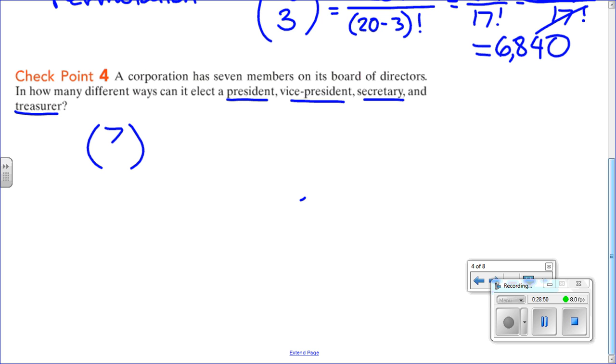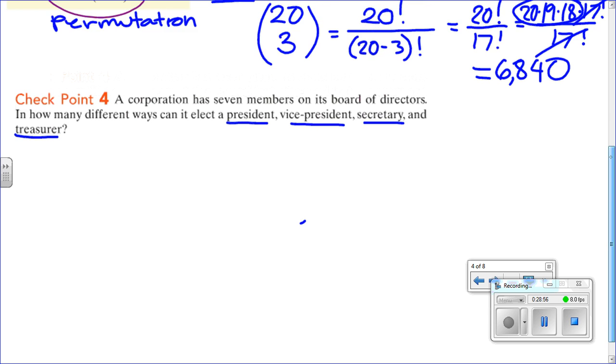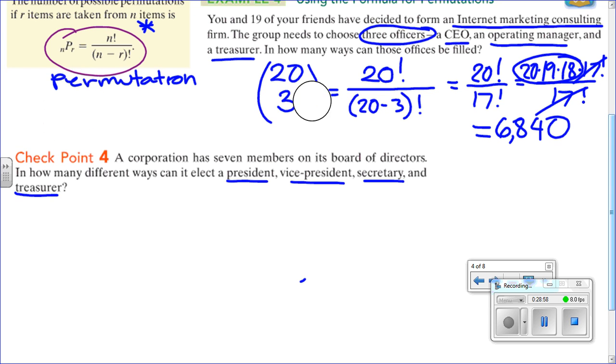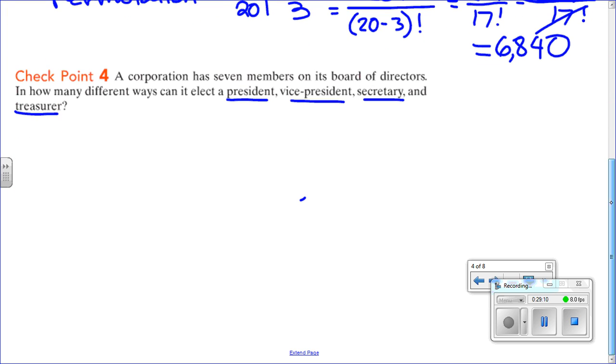Does the order matter? Yes. In fact, I shouldn't be using this symbol. Let me correct myself. I should not use that because that's for combination. That is reserved for combination. So I should be writing it this way, out of 7, permuted with 4.